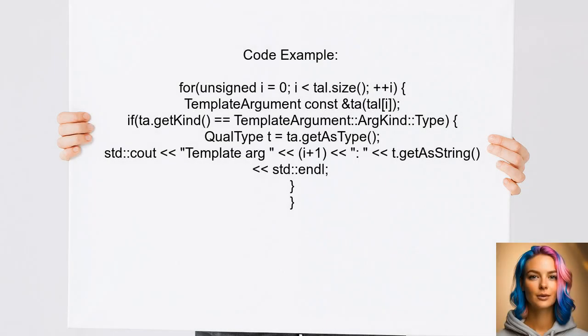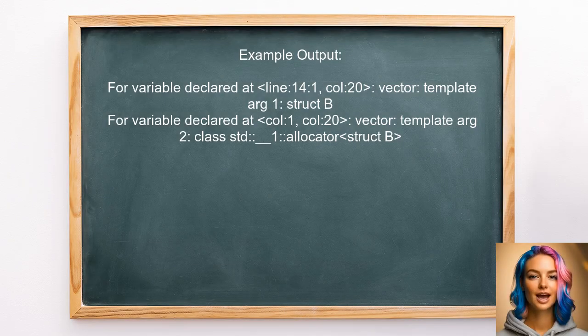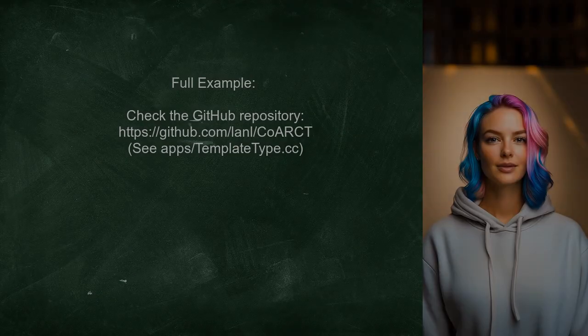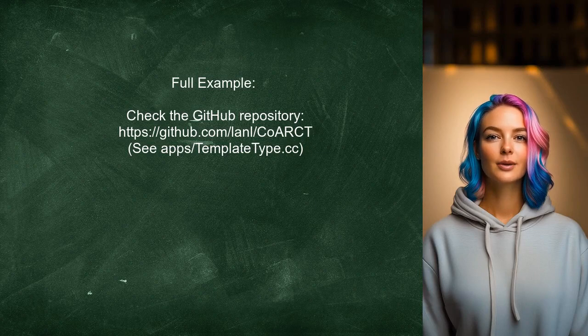In the provided code, after obtaining the class template specialization decl, you can loop through the template arguments. For each argument, check if it's a type argument and retrieve its type. This allows you to print out the template arguments for the variable declaration. For example, if you declare a vector of a struct, the output will show the template arguments, including the struct type and the allocator type. You can find the full example in the Code Analysis and Refactoring with Clang Tools Examples repository on GitHub.